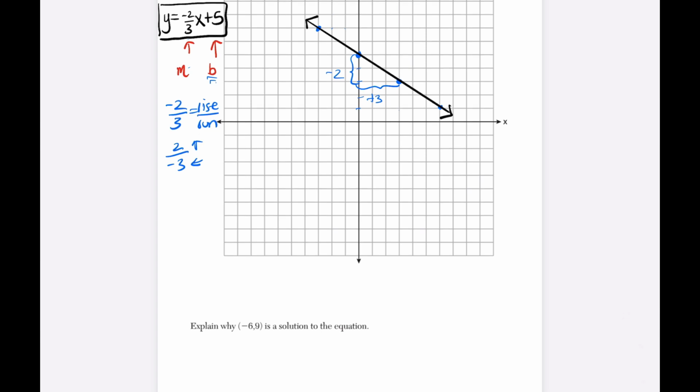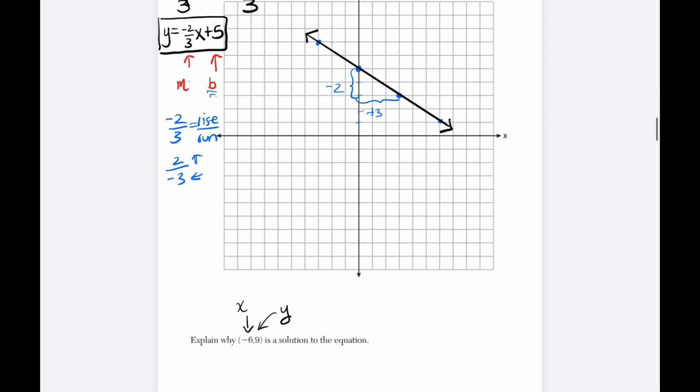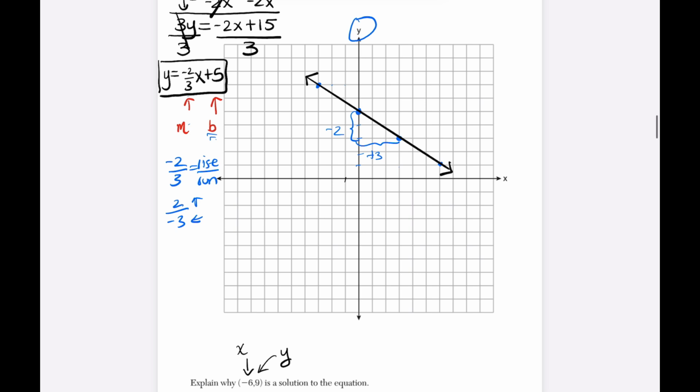And then the problem also asks me to explain why negative 6, 9 is a solution to the equation. So there are two ways that we can do this. They want me to prove that this point where the x is negative 6 and the y is 9 is a solution. So we can see if it's visible on the graph. So let's go to negative 6, 9. So if I go left 1, 2, 3, 4, 5, now I'm at negative 6, and I go up 9, 1, 2, 3, 4, 5, 6, 7, 8, 9.